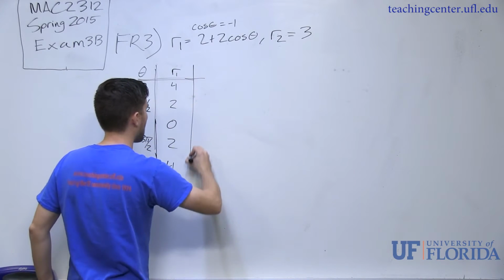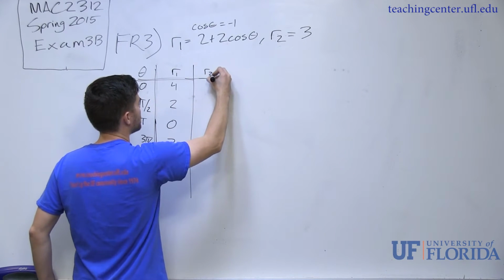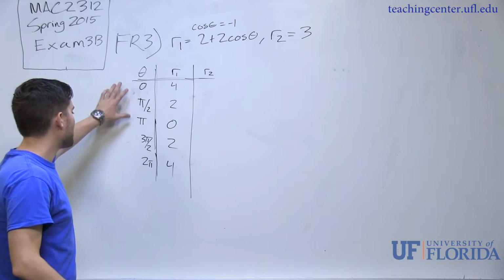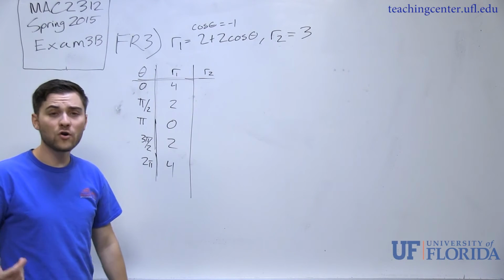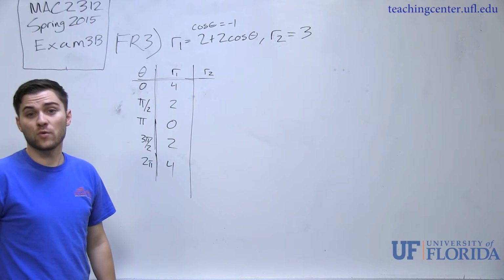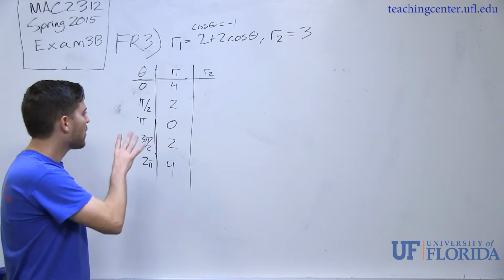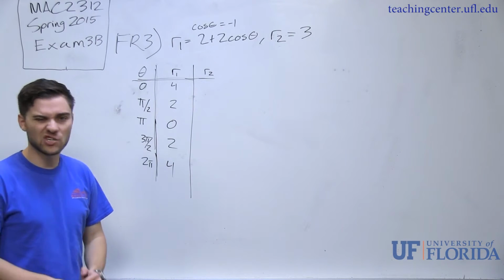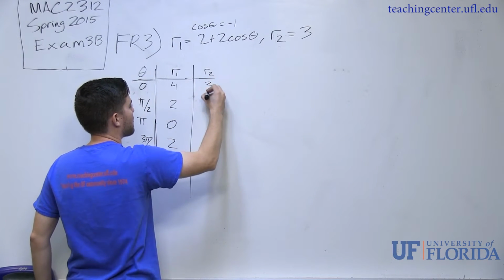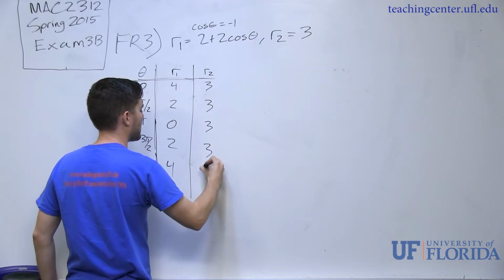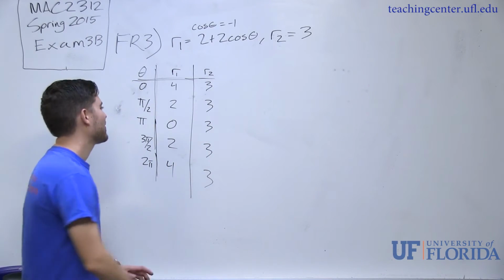Now I'm going to make another column here. I'm going to call this R2. I'm just going to use the same values for R2, and the reason is because this actually isn't that hard of a shape to graph. R2 equals 3 is just a circle with a radius of 3. But I'll go ahead and make some points just to be sure. So if I plug in, R2 equals 3, I get 3, 3, 3, 3, 3. So we're sure now. Cool.